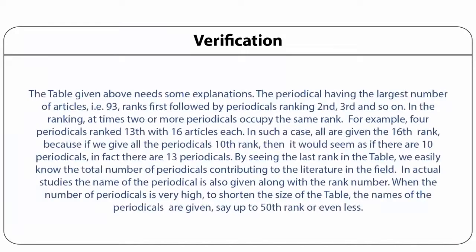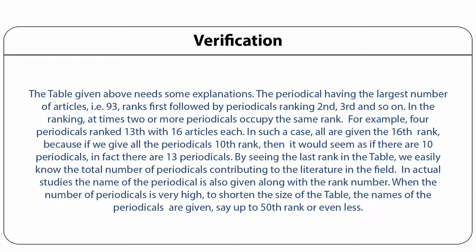It is a continuation of table 1. In this we find the rank number 9, which has 1 periodical, 17 articles, and cumulative total is 429, and the last rank here is 30, where the number of periodicals is 3, number of articles is 9, and cumulative total is 689. This is showing table 2.